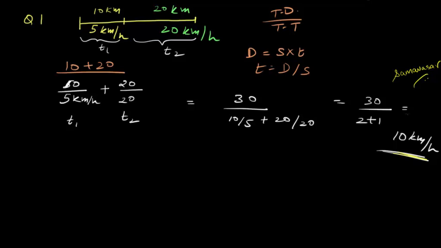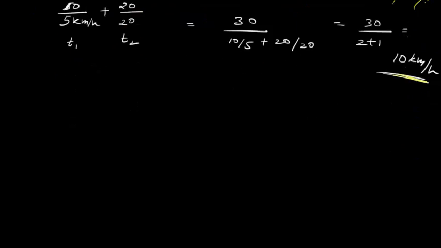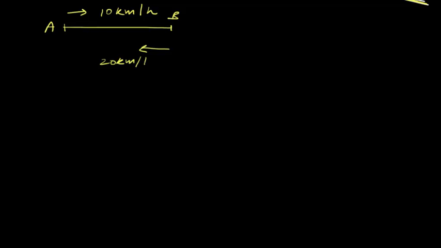Okay, now let's take another example. Let's say a person goes from point A to point B. I don't know what this distance is, but the person goes from point A to B and travels at a speed of 10 kilometers per hour. Then he returns from point B to A and travels at a speed of 20 kilometers per hour. Again, I am being asked the average speed.